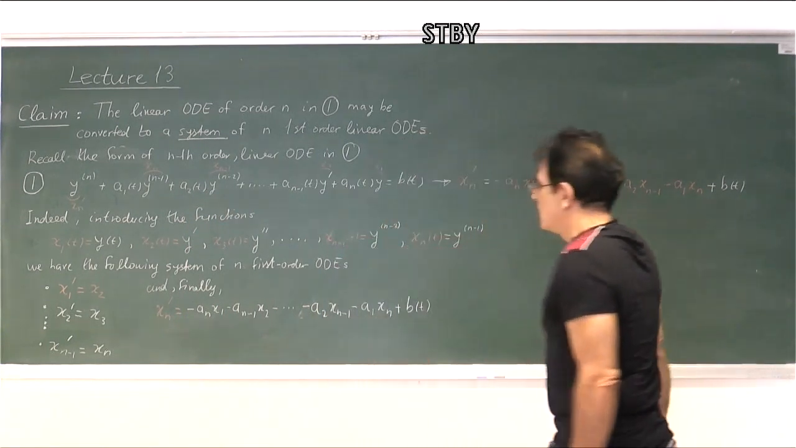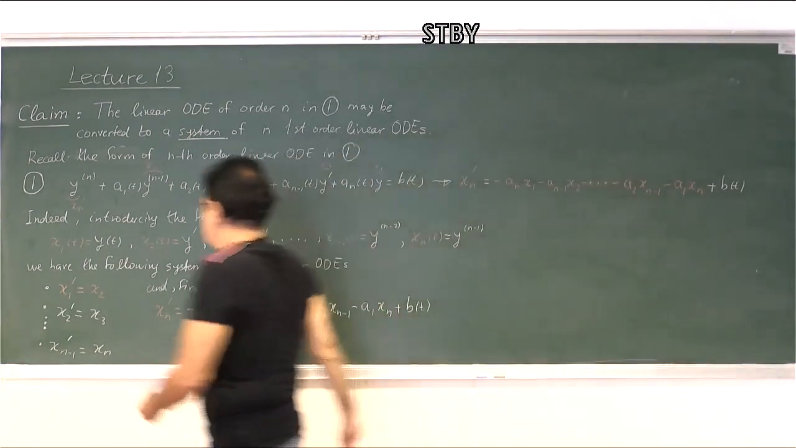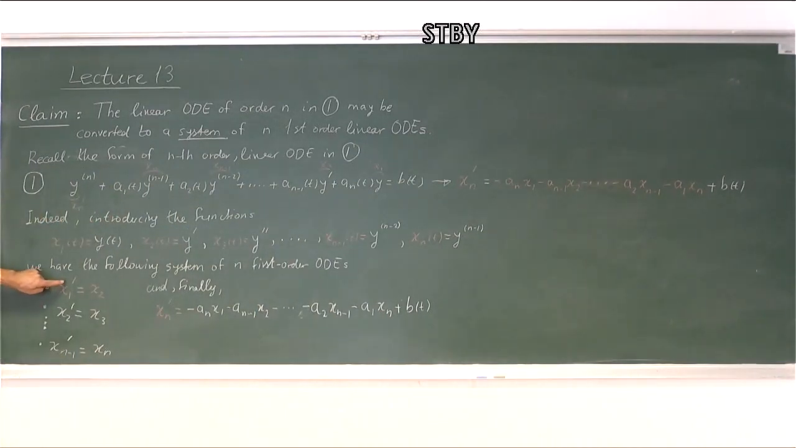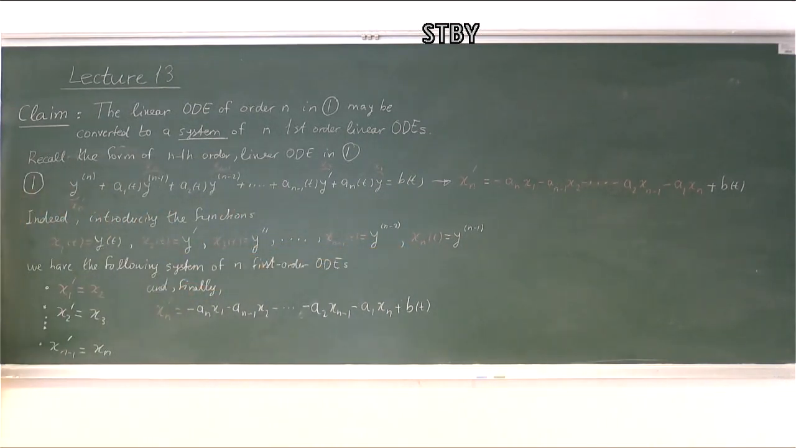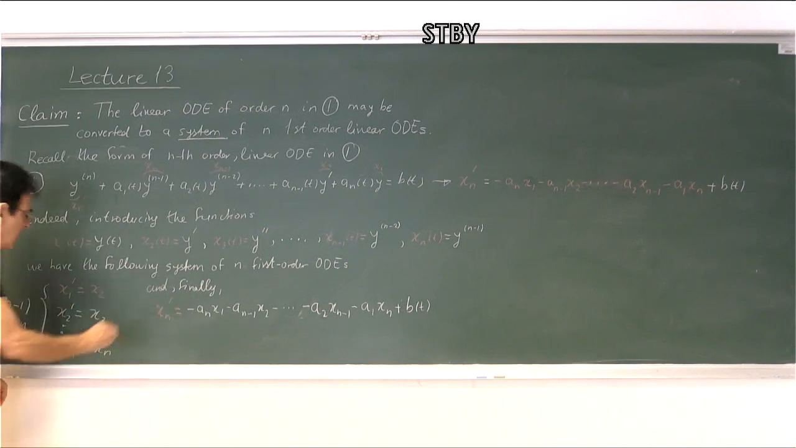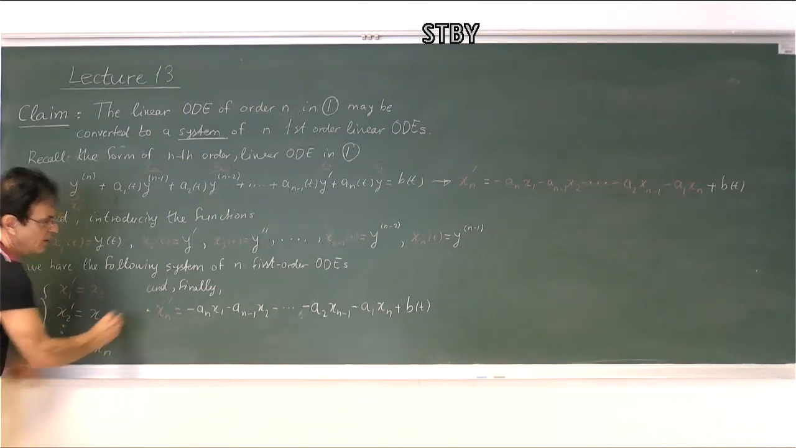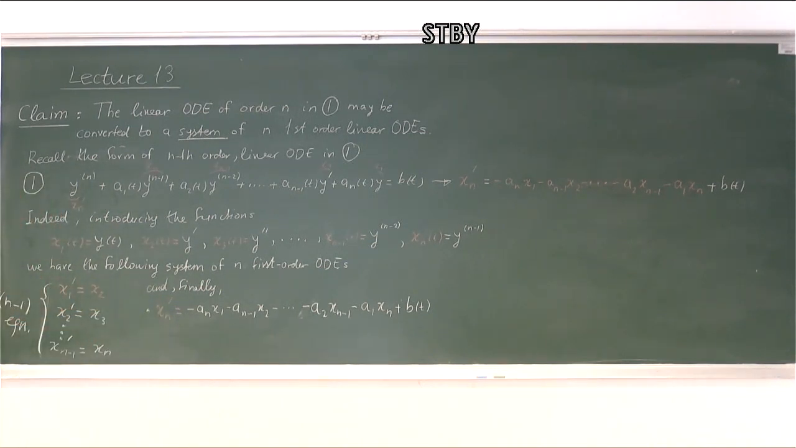Okay? So look, we have n first order ODEs in the unknown functions x1, x2, ..., xn. This is a system of n-1 first order ODEs here, plus the nth equation here, which gives a system of n first order ODEs.